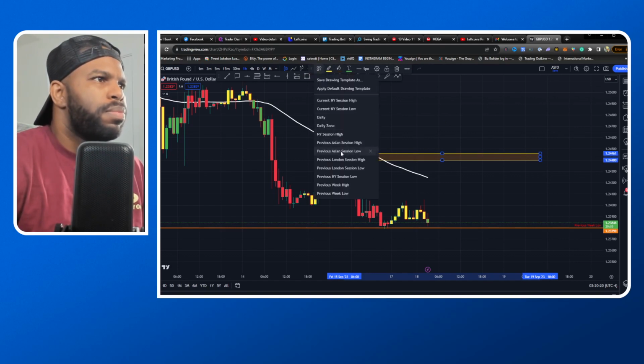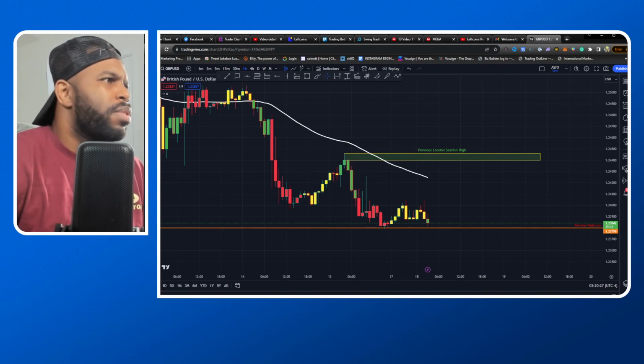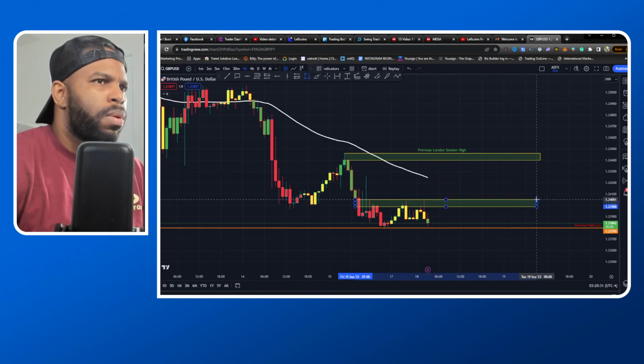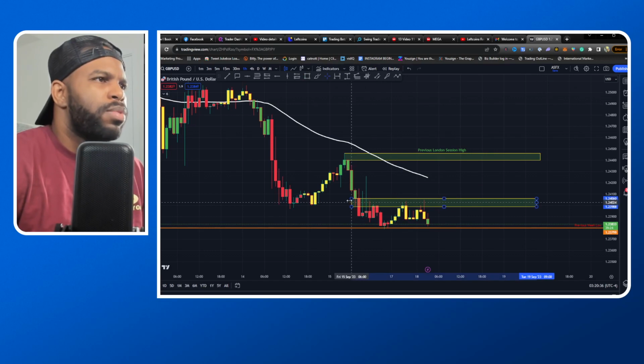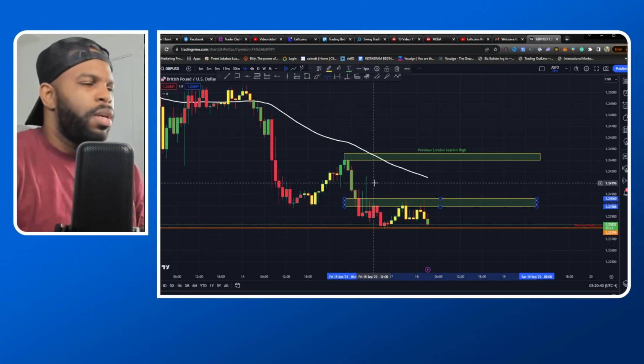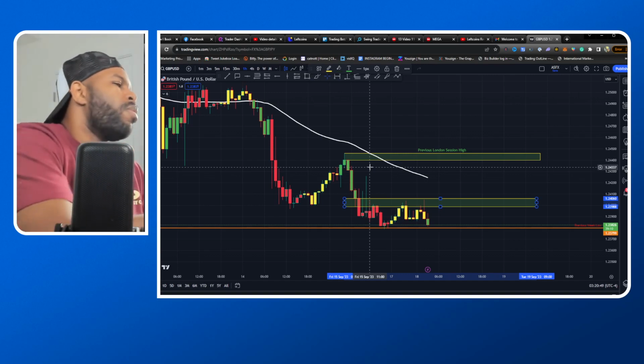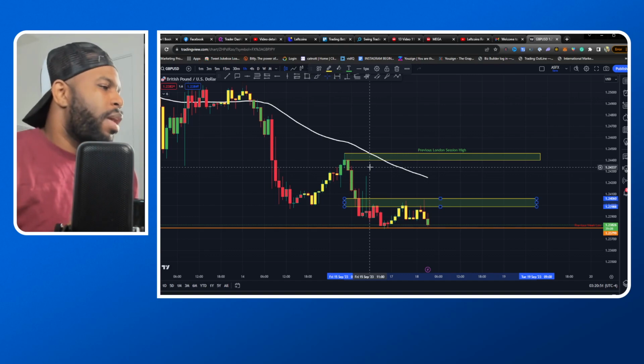Go to the template. Previous London session high, yeah. And the previous London session low is here. Okay, yeah. So when I come to these zones, price likes to either come back up and retest these zones, or it likes to come up and break these zones. So these zones are very, very important.